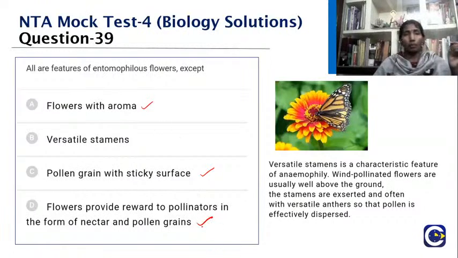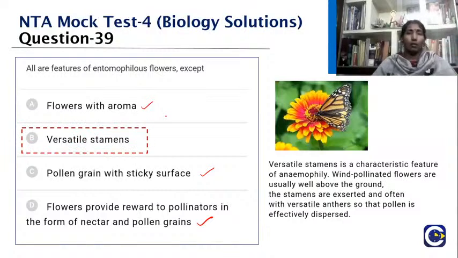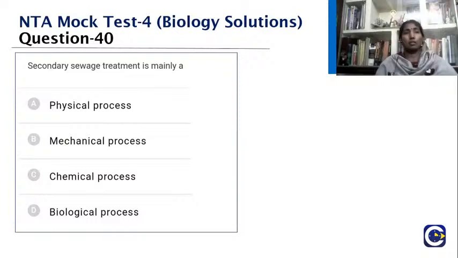All this is true. But what is that? The versatile stamen. Versatile stamens are characteristic of anemophily, that is, pollination through wind. Wind pollinated flowers are usually well above the ground. The stamens are exserted and often called versatile anthers, so that the pollen gets easily dispersed. So that is with the versatile stamens.